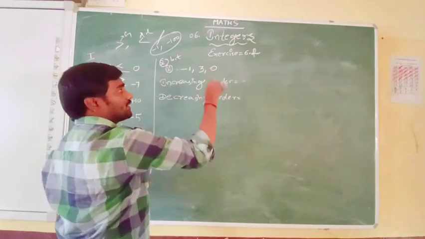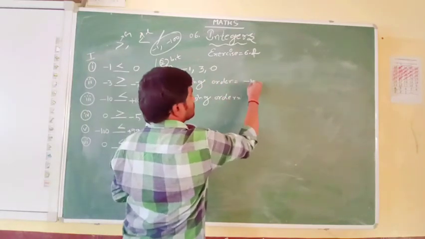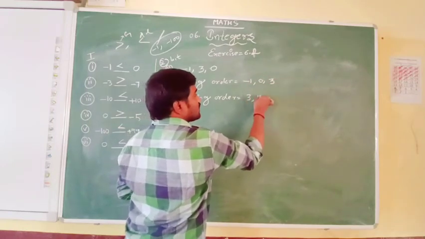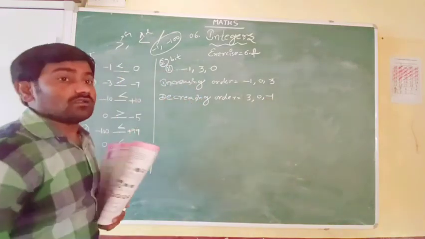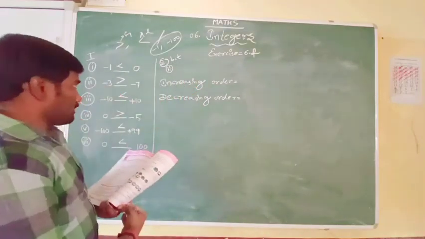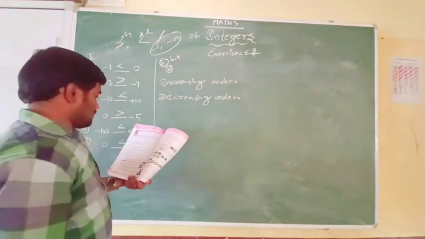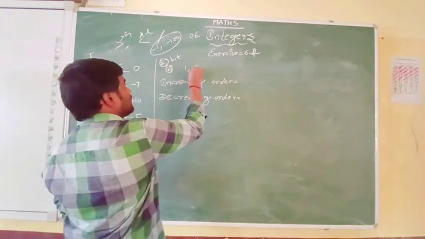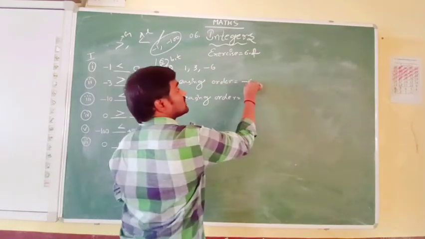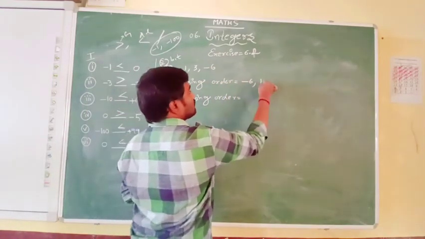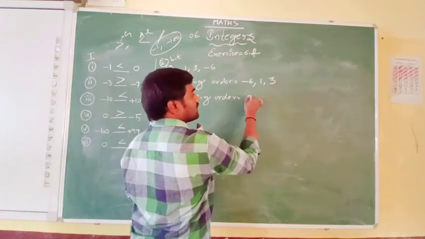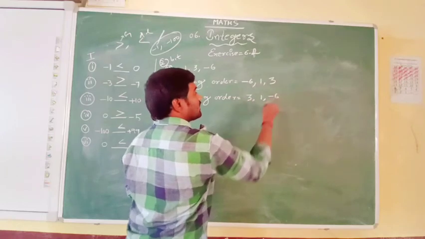Increasing, small to big. So the smaller number is -1, then 0, then 3. -1, 0, 3 here, and 3, 0, -1. This is called decreasing order. Then next we go for the third question: 1, 3, -6. Increasing: -6, smaller to big, -6, 1 and 3. Here 3, 1, -6.